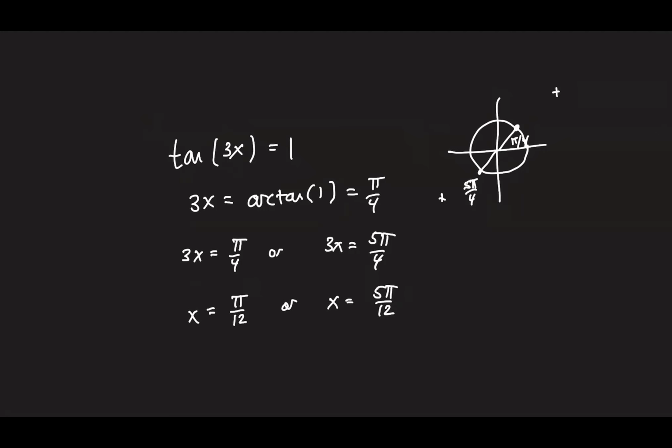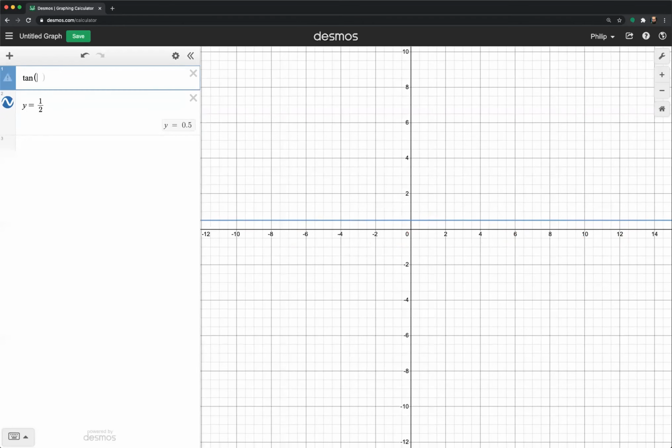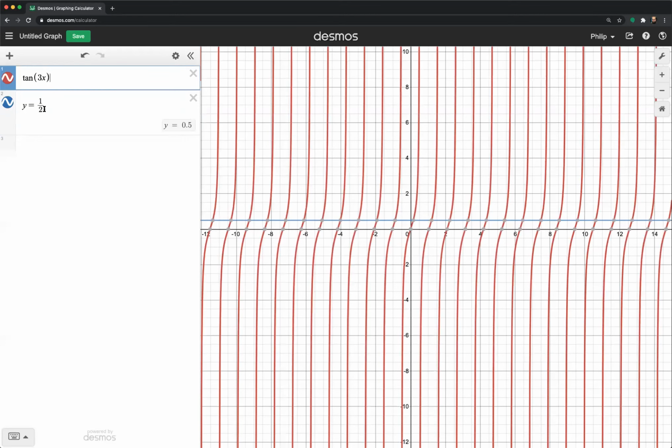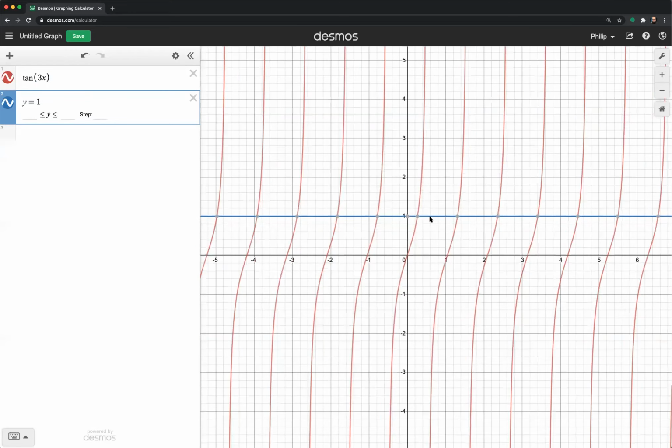Remember, we can add 2 pi k, but let's go ahead and jump over to Desmos to see this process play out. We want to know, when is tangent of 3x equal to 1? Just like we did before, I can graph this, and then I get a bunch of solutions. I can click on all these, and these will all be solutions to this equation. The two that we found algebraically were pi over 12 and 5 pi over 12.